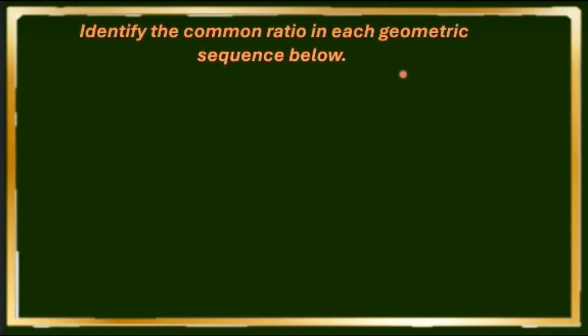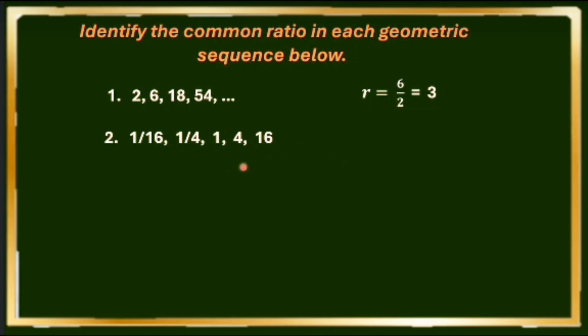Identify the common ratio in each geometric sequence. 2, 6, 18, 54. What's the common ratio? 6 divided by 2, 3. Number 2, 1 over 16, 1/4, 1, 4, 16. You just take any two consecutive terms that are easy to divide. So you can divide 4 divided by 1 or 16 divided by 4. So the common ratio is 4. But of course, in my example, I got 1/4 over 1/16. Well, just to show you that still you are going to get the same answer, 4.